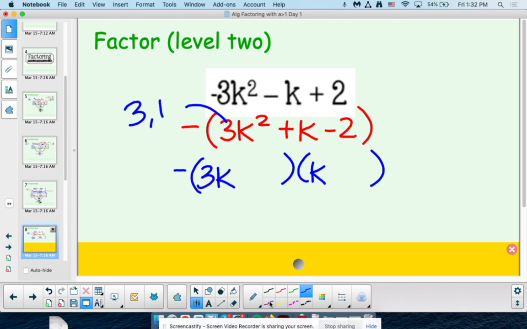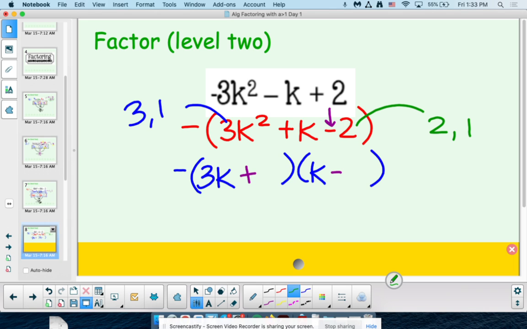Now, a little trickier here. I need to multiply to a negative. The only way to multiply to a negative, you guys, is a positive and a negative. Again, I don't know where it goes. I'm just going to start there. We'll have to find out and see if we have them in the right spots. But what is nice, you guys, is there's only one way to multiply to 2, and it's a 2 and 1.